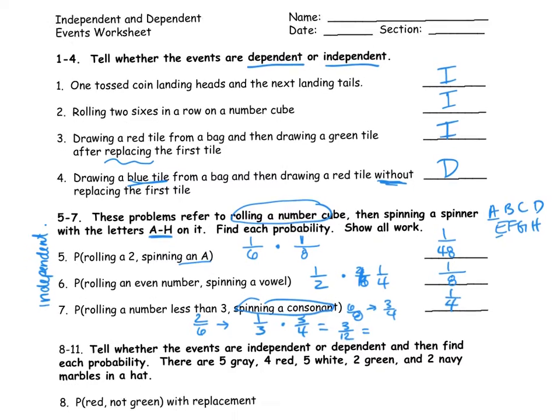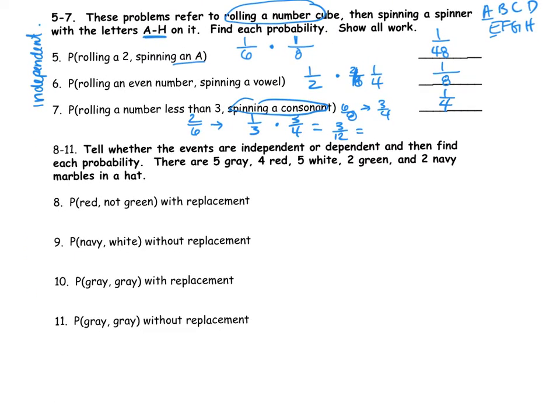All right, moving on, 8 through 11. Let's use a different color here, purple. So tell whether the events are independent or dependent and find each probability. So we have 5 gray, 4 red, 5 white, 2 green, and 2 navy marbles in a hat. So let's figure out what that totals to. 5 plus 5 is 10. 4 plus 4 is 8, so 18 total. Hopefully I did that right. 4, 8, yeah.